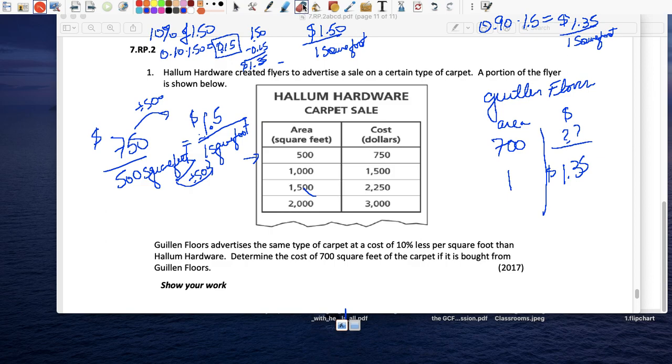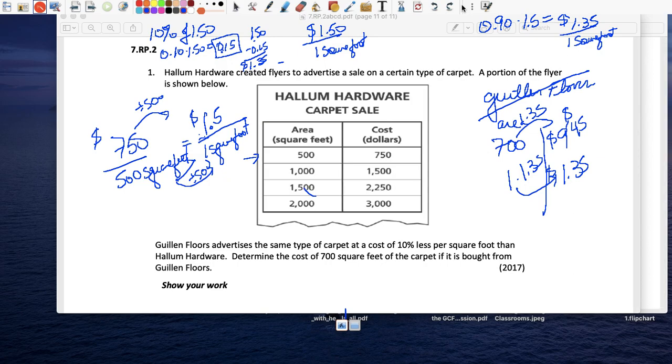So now you're in charge to find out how much 700 square feet is. So how do I get from here to here? Multiply that by 1.35. So if you have 700 square feet and multiply that by 1.35, it means that you would pay $945. So at Girl and Floors, sorry guys, my pen, it would be this value here.